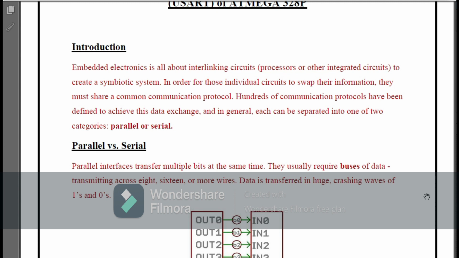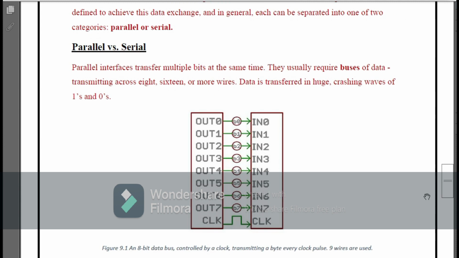So, we see parallel versus serial communication. What are parallel and serial, and what is the difference between them? Parallel interfaces transfer multiple bits at the same time. They usually require buses of data transmitting across 8, 16, or more bits. Data is transferred in huge crashing waves of ones and zeros.